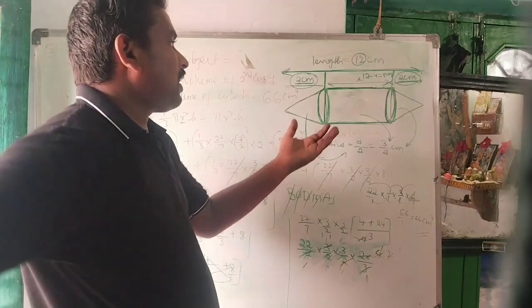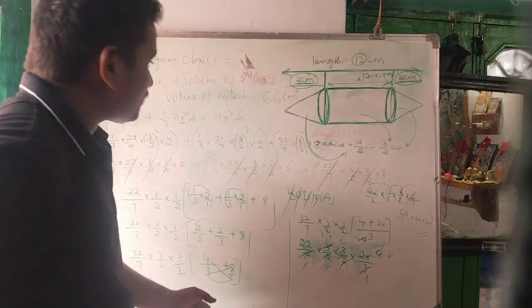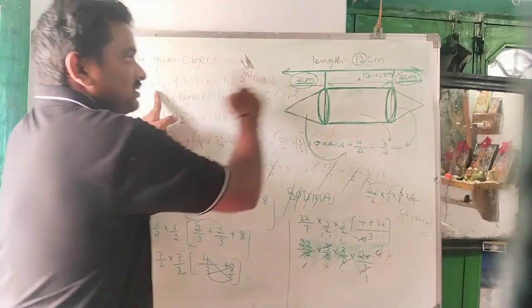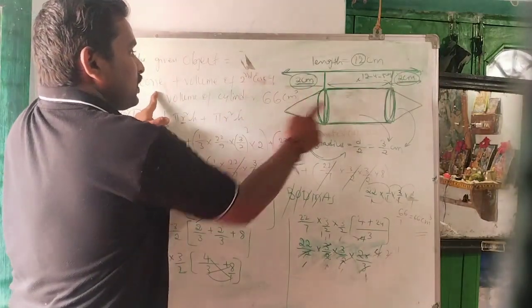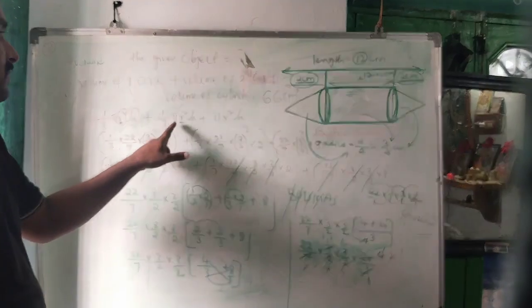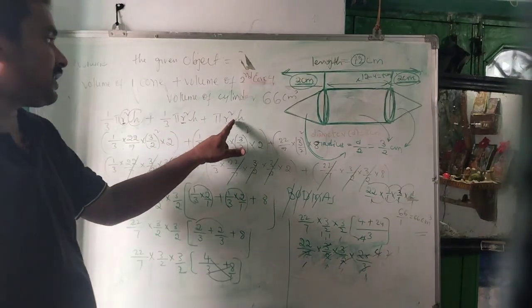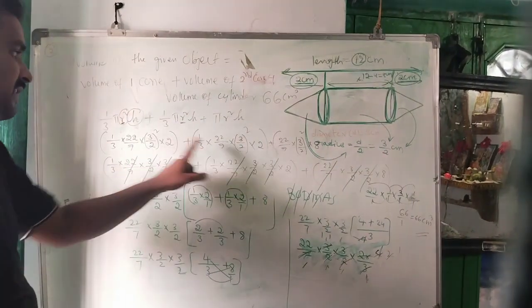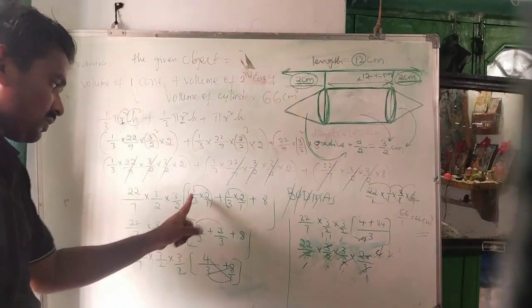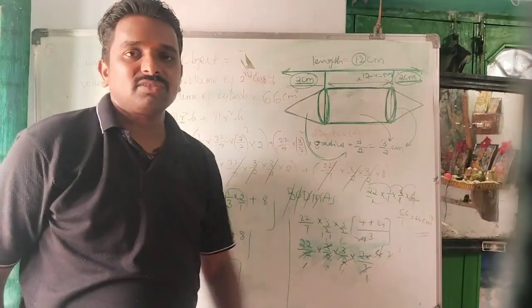Very simple. How did we find the volume of the given solid? First we found the volume of the first cone plus volume of the second cone plus volume of the cylinder. I wrote the formulas: 1 by 3 pi r square h plus 1 by 3 pi r square h plus volume of cylinder pi r square h. I substituted values, took common terms in 3 groups, solved bracket values and finally got the answer. Very simple.